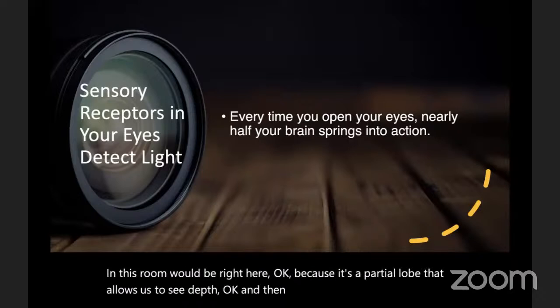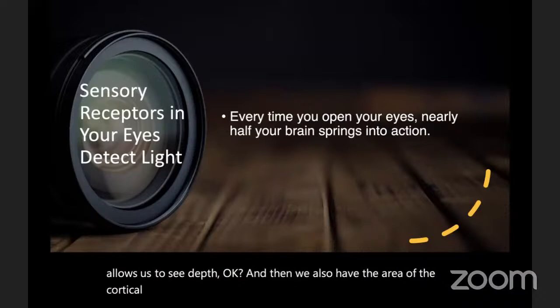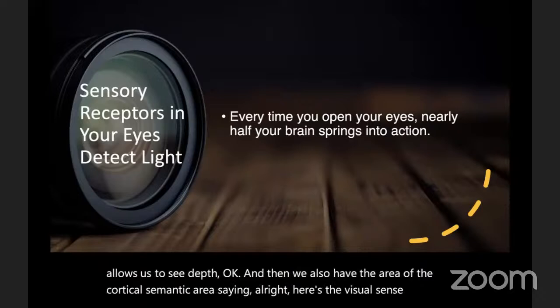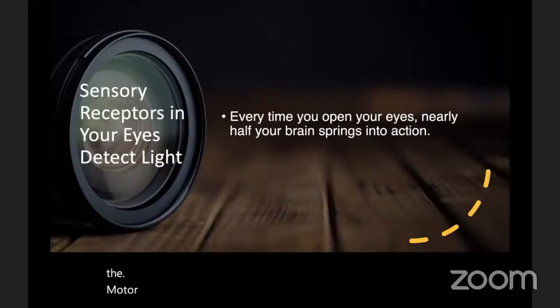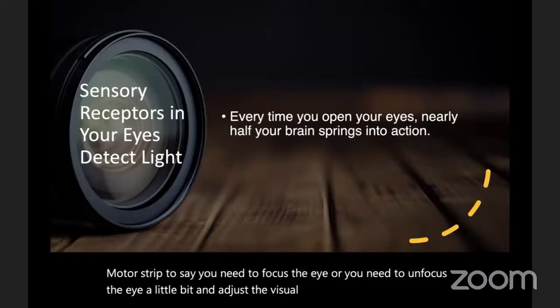And then we also have the area of the corticals, the semantic area saying, all right, here's the visual sensation. So you have an area of the eye, and then it's telling the motor area to say, you need to focus the eye or you need to unfocus the eye a little bit and adjust the visual field so you can see clearer. Okay.